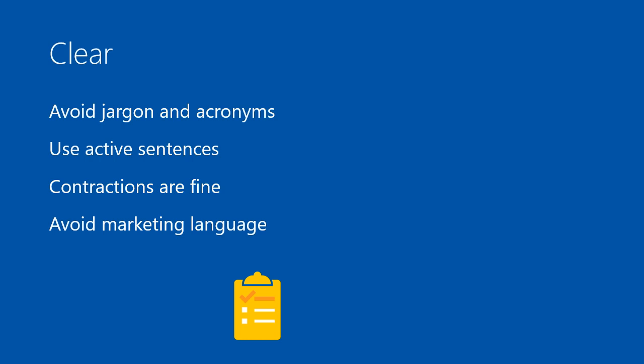Next, in most cases, contractions, like you're instead of you are, are fine. They sound more conversational and help you connect with your readers. And finally, you want to avoid using your standard marketing language. Instead, you should write text that specifically addresses the requirements laid out in the request for proposals. Let's see what it looks like in practice.